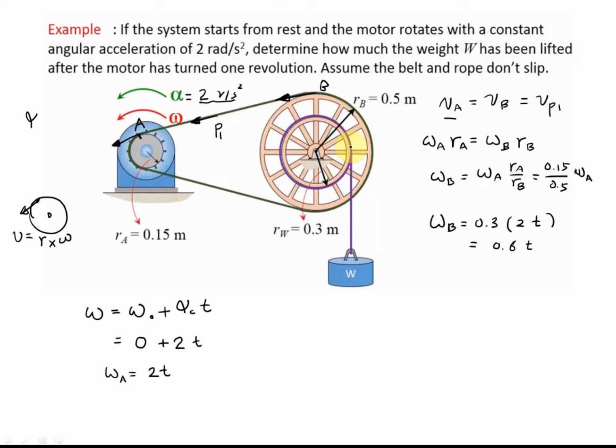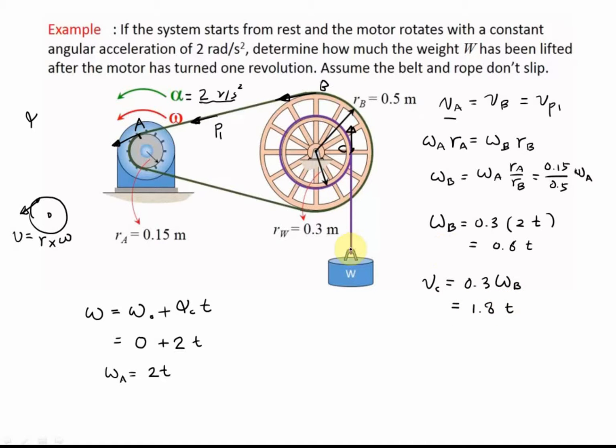Then I want to find the velocity of this point. Let's say this is C. Right now, this whole wheel has a certain angular velocity, which is omega B, but the C point has a different radius than the larger wheel B. So I want the velocity of point C. That is equal to radius R, which is 0.3, times omega B. So this one should be 1.8t.